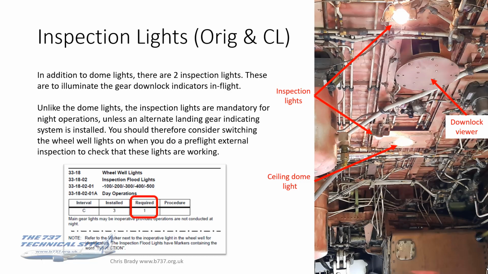But in addition to dome lights, you've got two inspection lights. Now this photo, as you can see, because we've got a downlock viewer, is actually from a classic, but it was the same with the original as well. So for the originals and the classics, you've got two inspection lights, and these are to illuminate the gear downlock indicators in flight. If you're unsure whether the gear's down and locked, you put the wheel well lights on, go down the cabin, lift the section of carpet over the wing, look down the periscope, and you can check the downlock viewers.